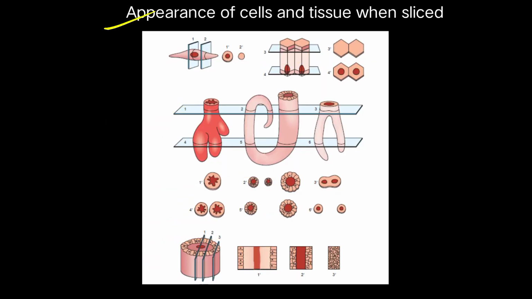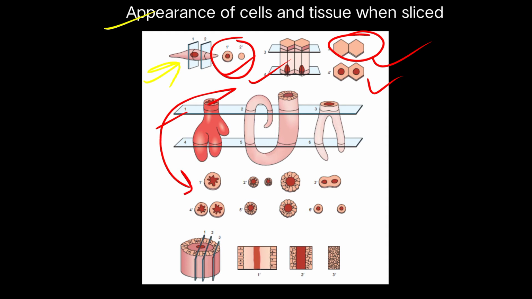So, the appearance of cells and tissue when sliced. As you know, suppose this is a gland. If you cut it in the form of a cross section, it appears like this. Another structure is this, in the section it appears like this. If it is cut through the nucleus, then it will appear like this. If it is not cut through the nucleus, it appears like this. Similarly here also, if it is cut from here, it will appear like this. If it is cut from here, it will appear like this. If it is cut from here too, then this one.